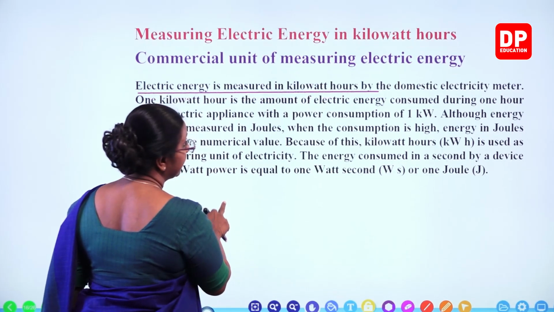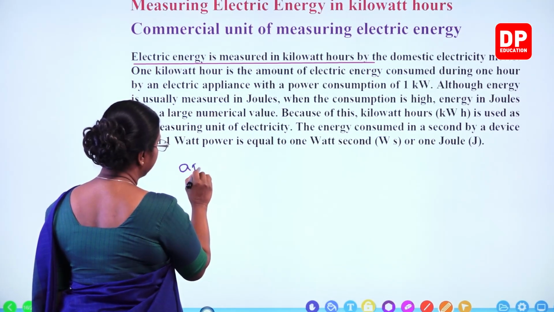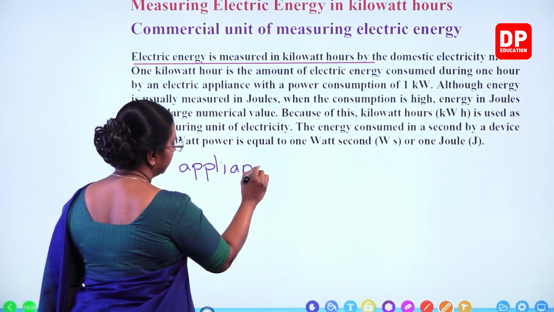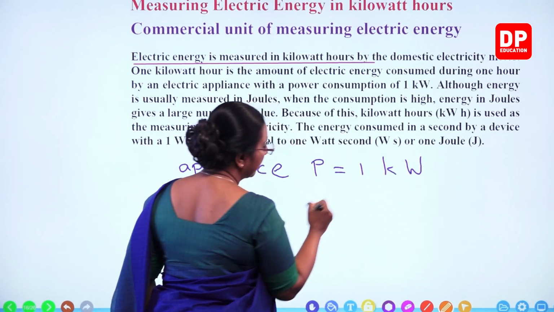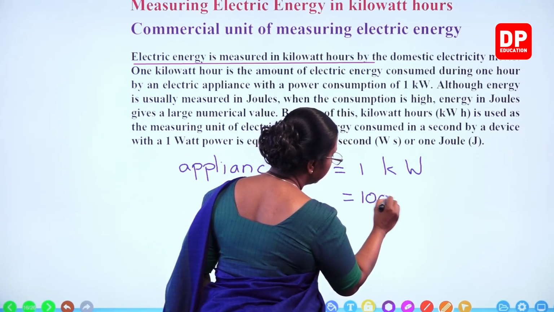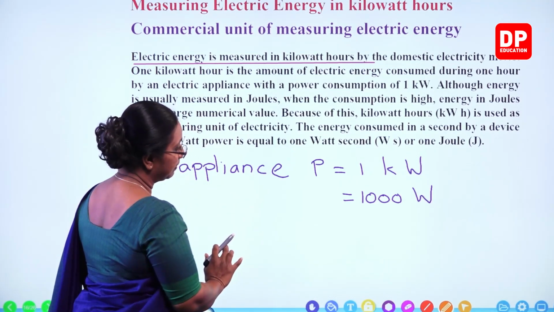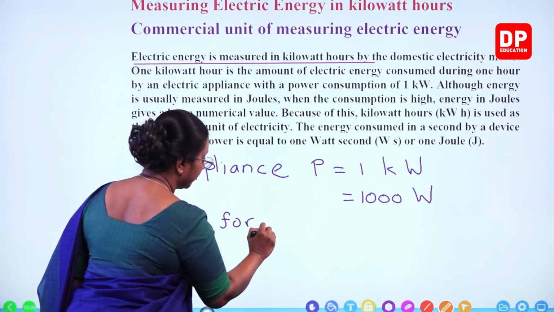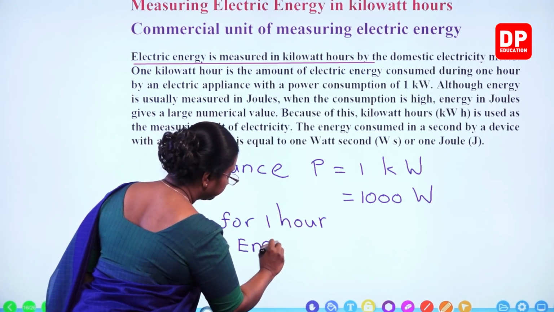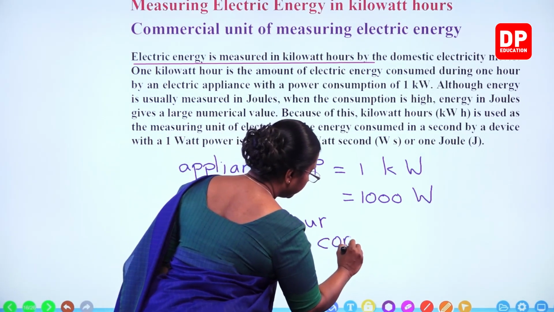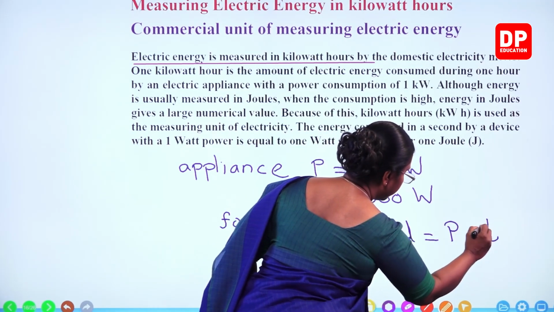If we try to understand that, so if we have an appliance that has a power consumption of 1 kilowatt. What is that equal to? That is 1000 watts is equal to 1 kilowatt. So, if you use this appliance for 1 hour, then the energy consumed is equal to power into time.